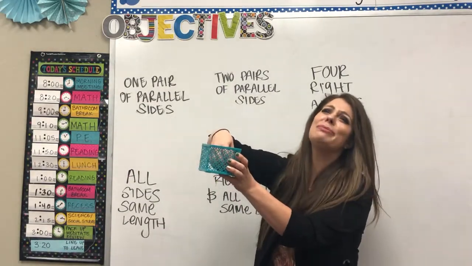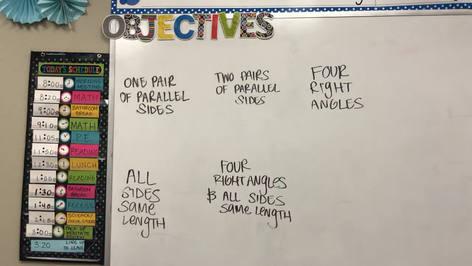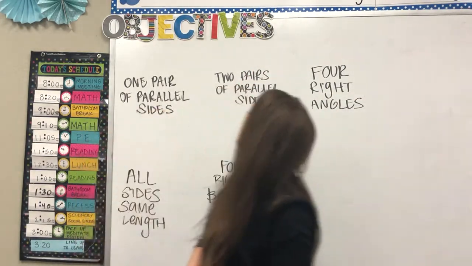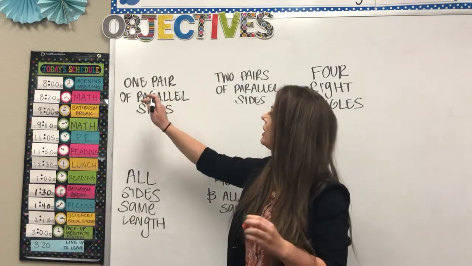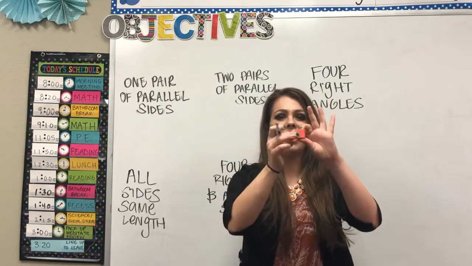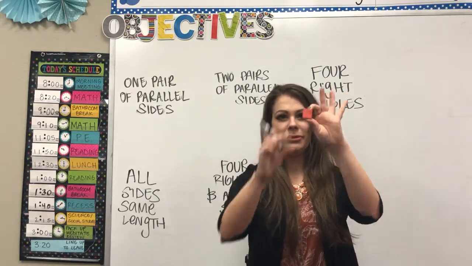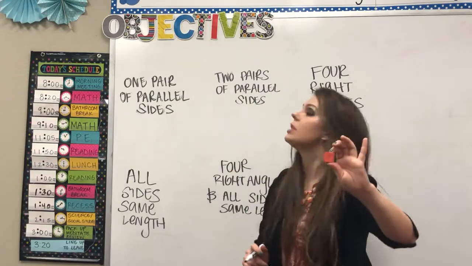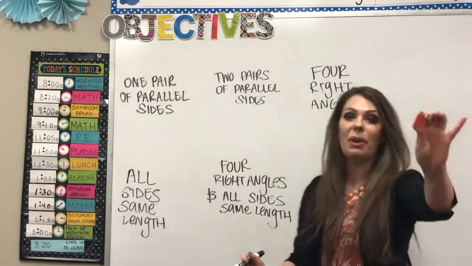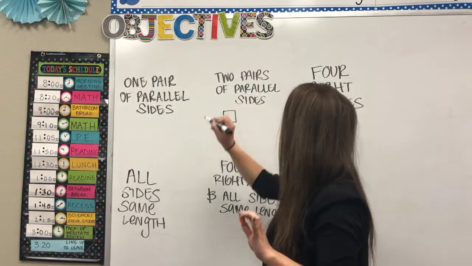I'm dropping shapes. Our first shape is a square. So I already know a square is what? Does it have one pair of parallel sides? No, it's got more than that, right? Here's a pair, and here's a pair. So that's not gonna be square. Square, two pairs of parallel sides, ding, ding, ding. Yes, that's gonna be our square.